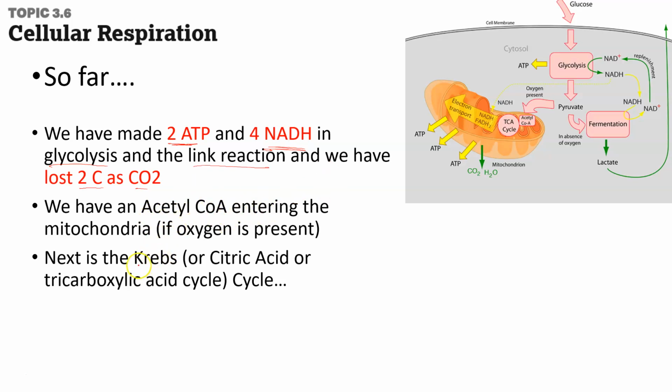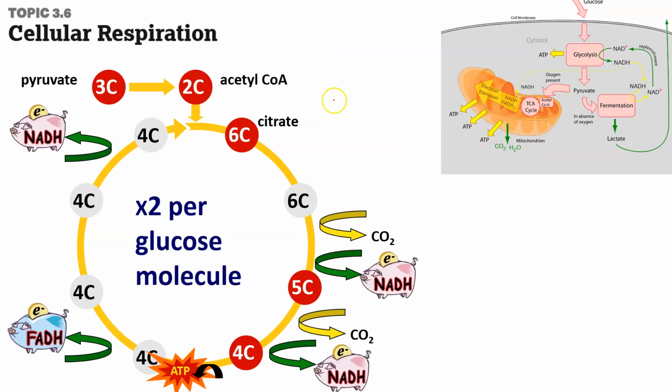The next step we have is called the Krebs cycle, also known as the citric acid or tricarboxylic acid cycle. It's labeled up here as TCA cycle, which is the tricarboxylic acid cycle. Either of those are proper names for the cycle. It occurs in the matrix of the mitochondria. And the general process works like this.